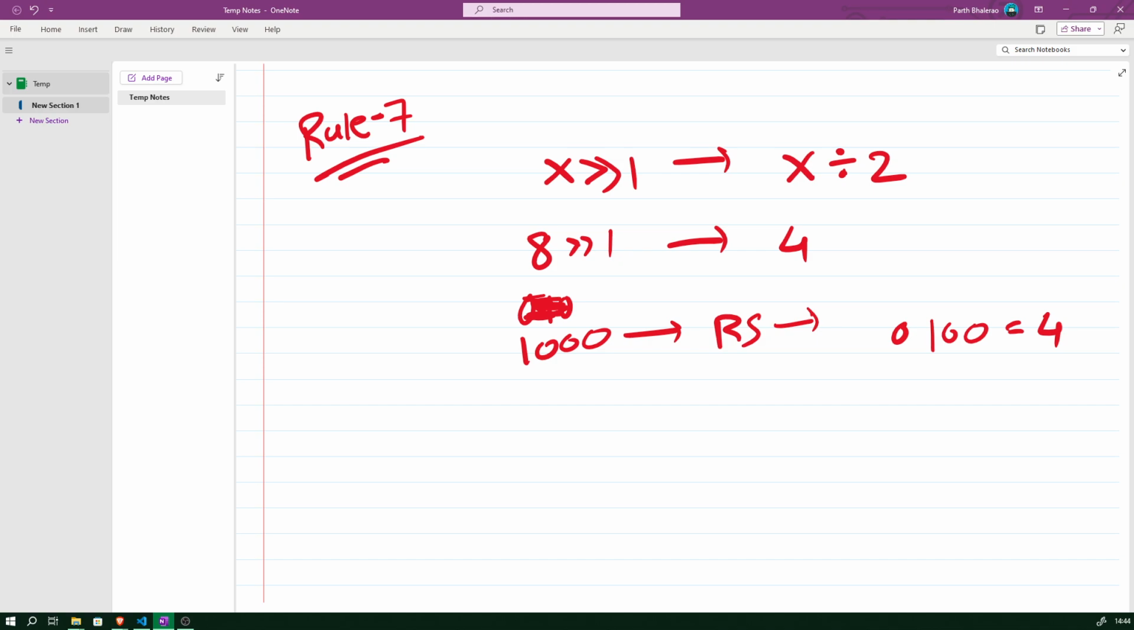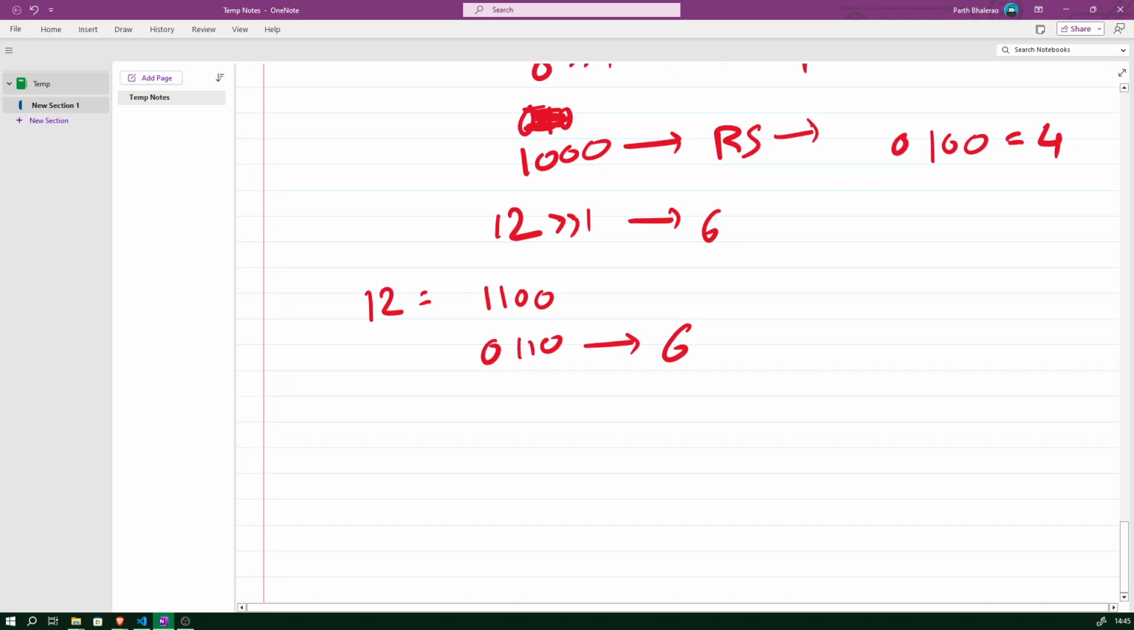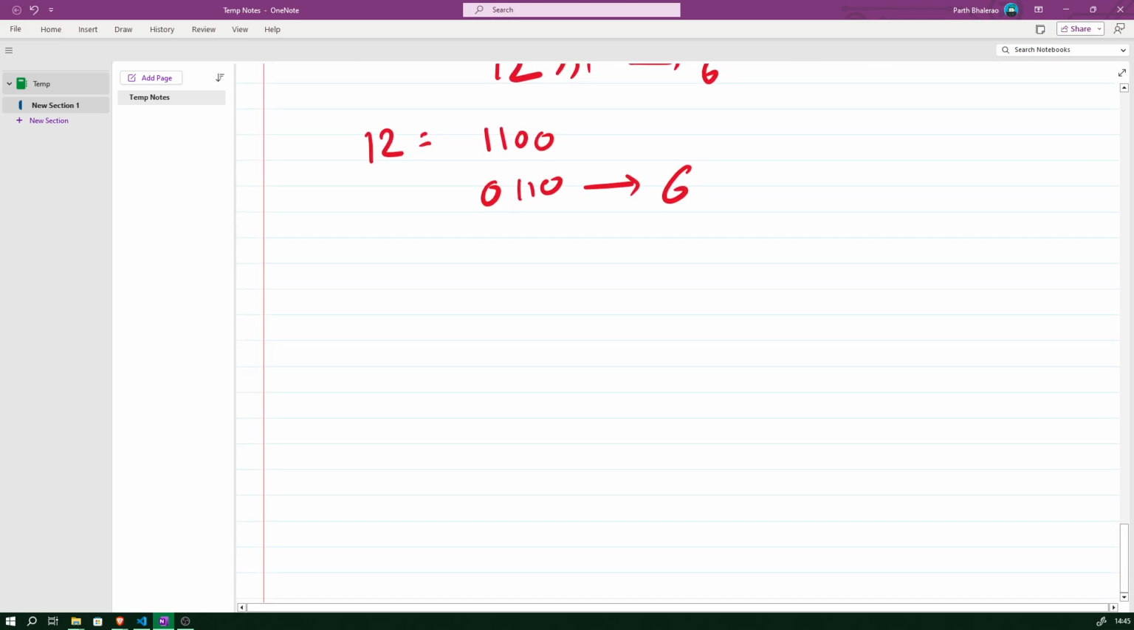Similarly, let's consider you have a number 12 and you have to right shift 12 by 1. So the answer should be 6. Let's verify it. What is 12? 12 is actually 1100. And if you right shift this, it would become 0110. And 0110 is nothing but 6. So anything right shift by 1 is divided by 2.